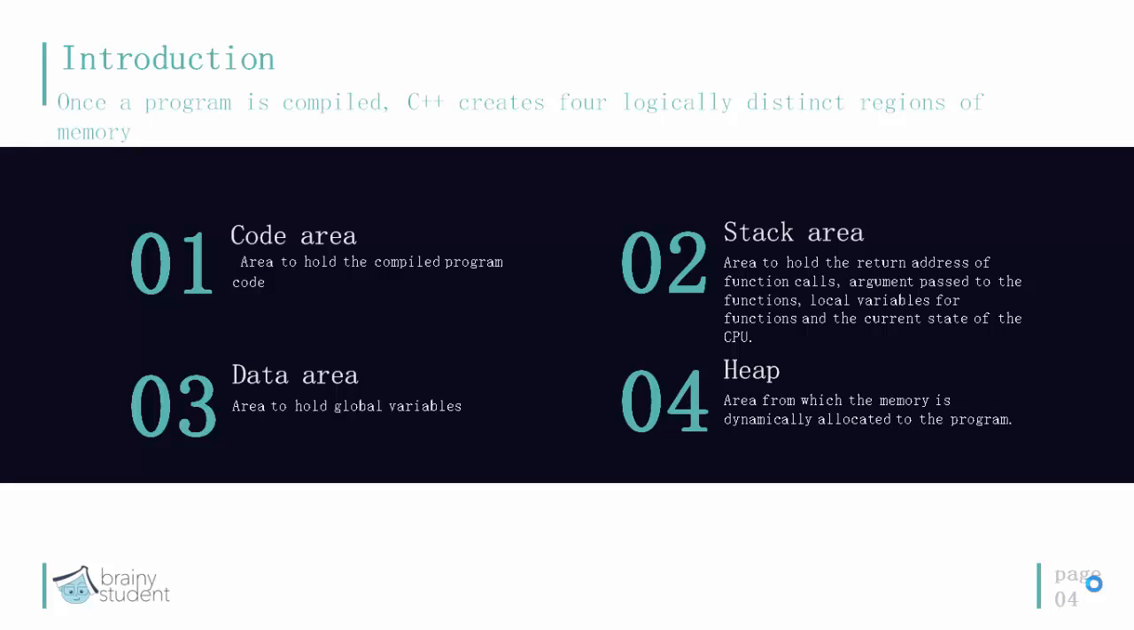What happens once a program is compiled? A typical memory representation of a C++ program, or a C program also, consists of the following four sections. Basically, they are code area, stack area, data area, and heap area. The code area is also known as the text area or text segment. This area is mainly used to hold the compiled program code.